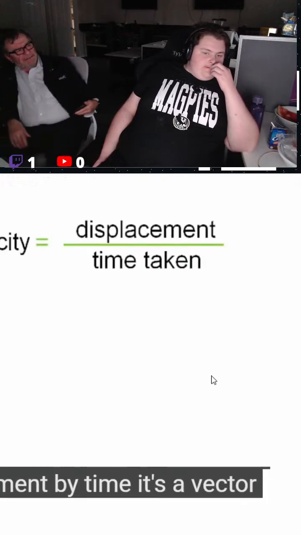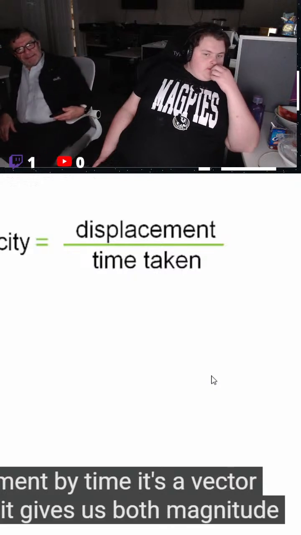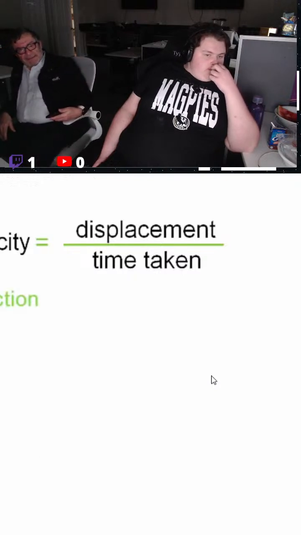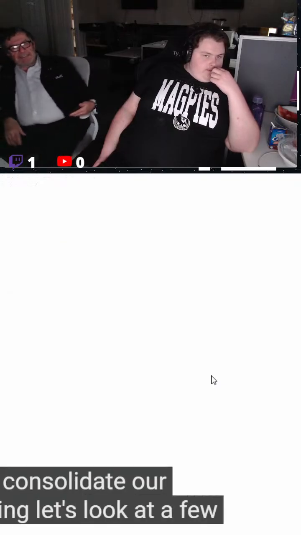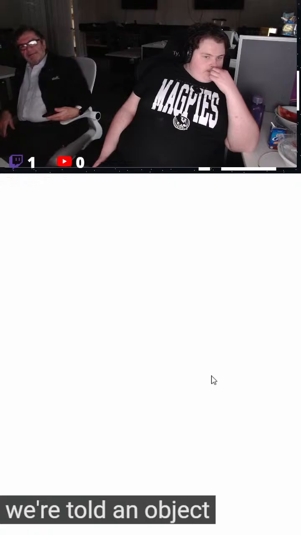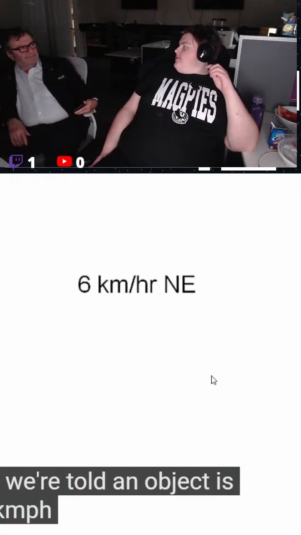so it gives us both magnitude and direction. To consolidate our understanding, let's look at a few examples. If we're told an object is travelling 6 kilometers per hour northeast, is that its velocity or its speed?